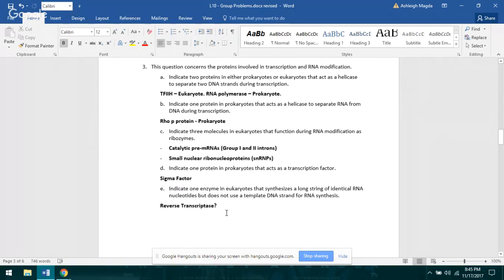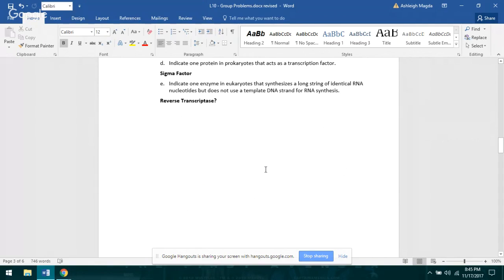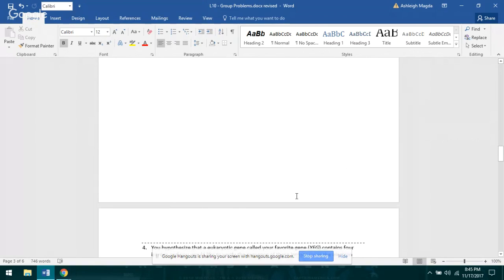Okay, E, for the life of us, we could not figure it out. This is the closest we got, so if anybody else has figured this out or knows what the answer to E is, please let us know. We thought it was reverse transcriptase. Hopefully it's right. I don't know. It was hard to find. But yeah, that was question 3.